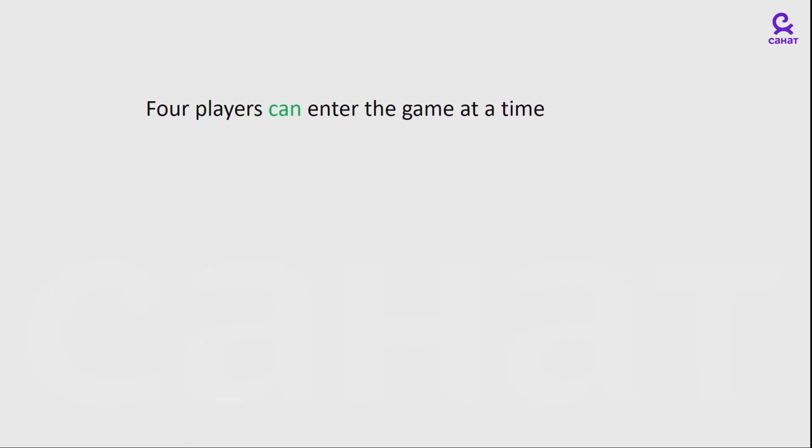Okay, good. Now let's repeat the sentence. 4 players can enter the game at a time. Repeat, please. 4 players can enter the game at a time. Once more. 4 players can enter the game at a time. Okay. Let's write the sentence. 4 players can enter the game at a time. The formula is subject plus can plus infinitive, and we use can to say about something that is okay or allowed to do.